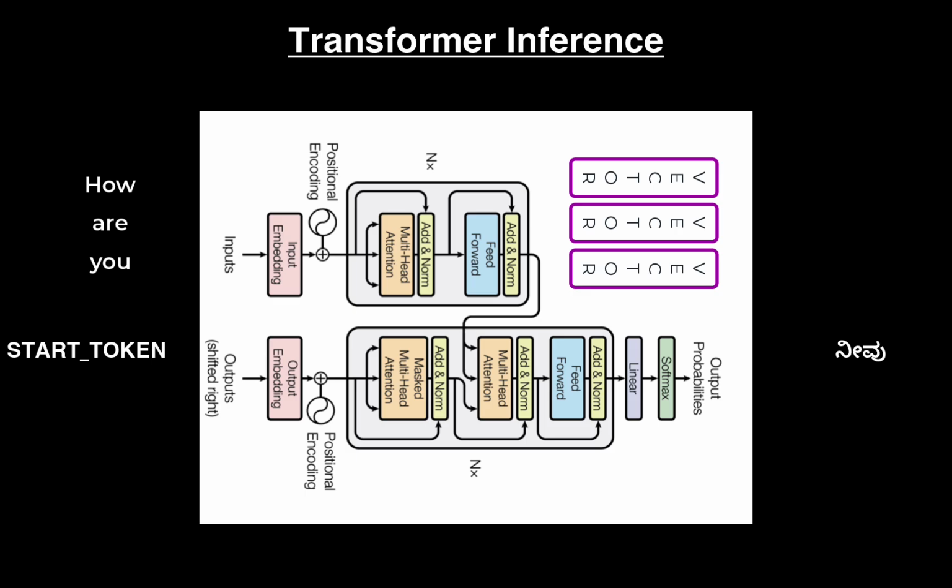We then take the start token and Nivu to generate the next word of the sentence, which is Hegididi. We now pass in all of these words generated and continue generating words until we hit the end token, and this will complete the translation. Now that we took a look at how training and translation inference happen at a very high level, let's blow this architecture up and look at some details.